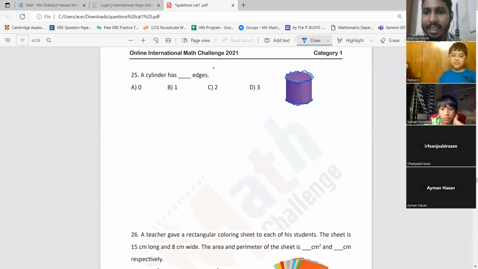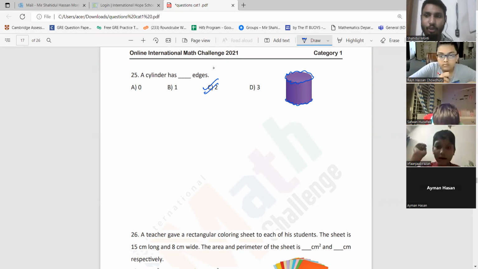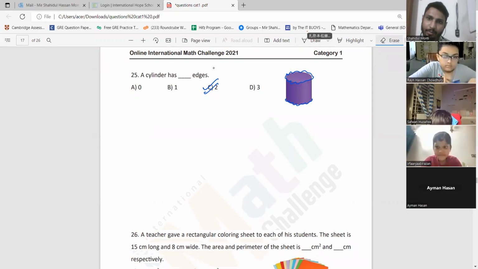And we have another edge at the bottom. So the answer will be equal to 2 edges. There are 3 surfaces and there are 2 edges. Can you follow me here? There are 3 surfaces and it should be 2 edges.